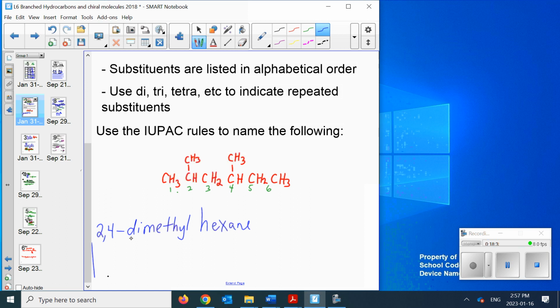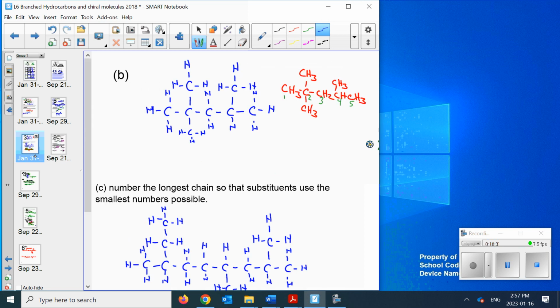It has to go in this order. The parent chain has to be last. Hexane has to be last. So try out this. Now have it in both ways. Pretty good. Okay. What's the longest possible chain we've got here?